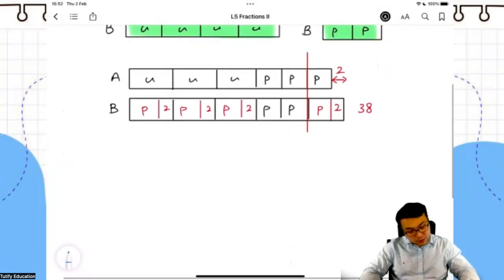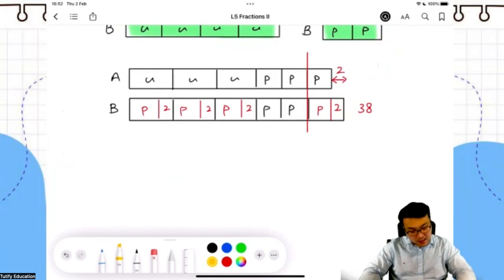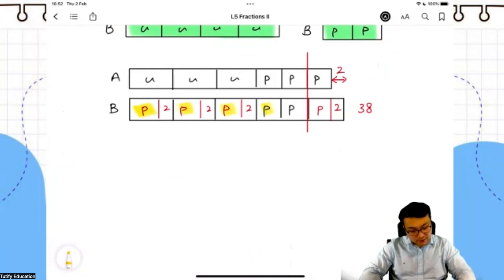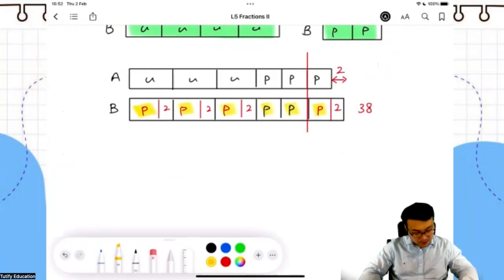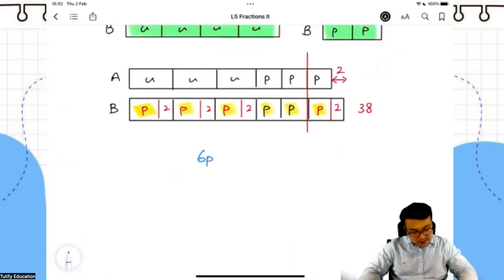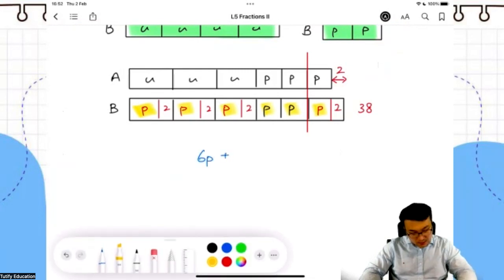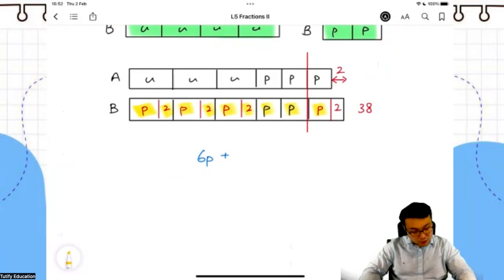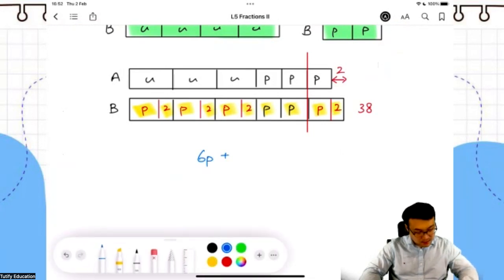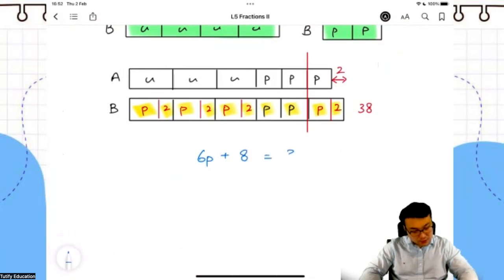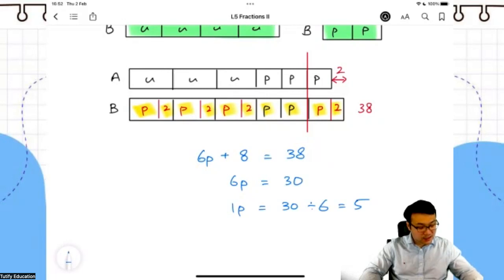So what are we going to do? Let's count how many parts there are. 1, 2, 3, 4, 5, 6. 6 parts plus 2, 2, 2, 2. That means 8. Equals to 38 students. Therefore, 6 parts must be 30 students and 1 part is 30 divided by 6, which will give us 5.